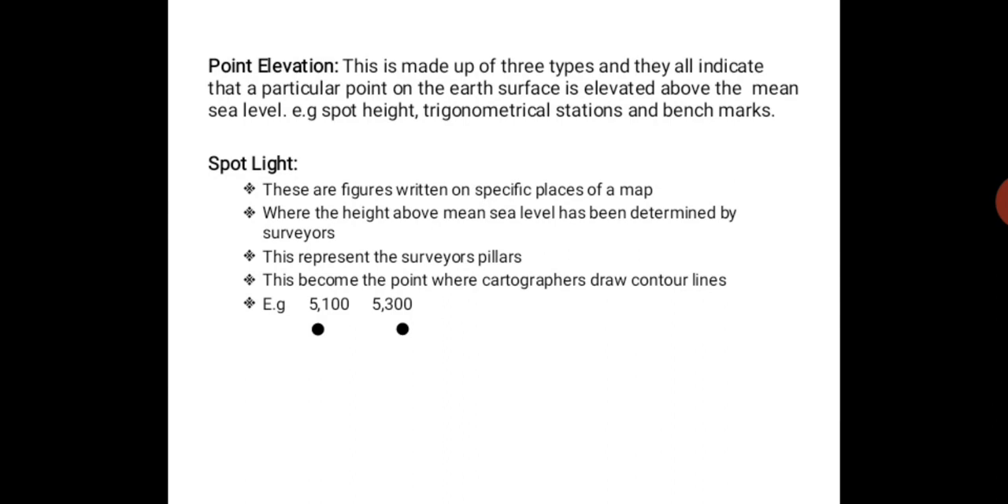I know most of you have seen surveyors in the field working, and sometimes you get to a surveyor's site, you see something like a peg being cut, sharpened at one end, and pinned inside the ground. It is numbered. There is a number to it. Now, the height of that place has already been determined by the surveyor that was working in that site. That is an example of spot height.